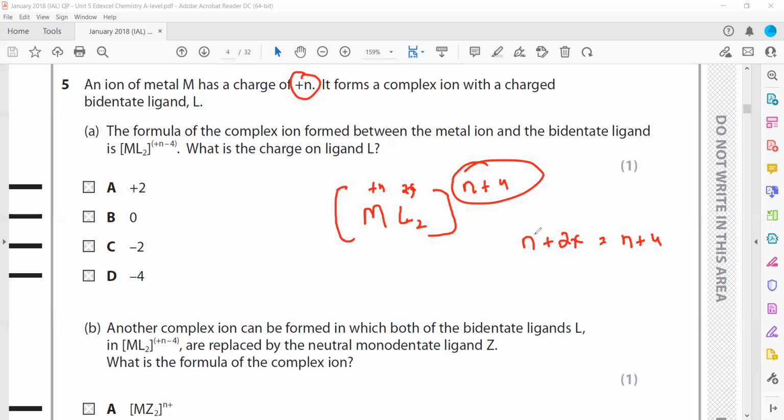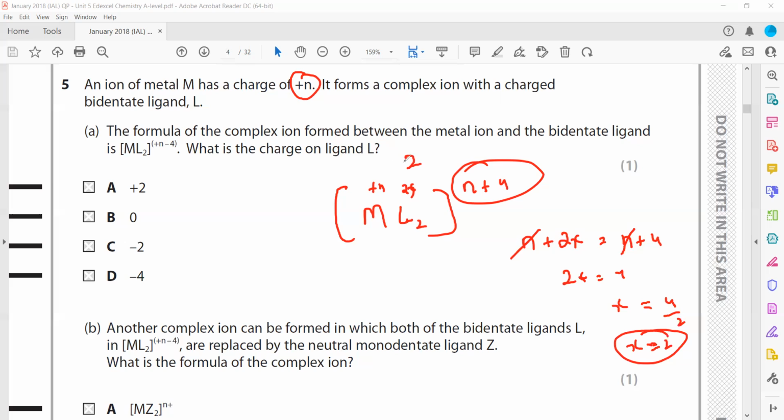I want to solve for X. So N will cancel with N. So 2X is equal to 4. So 2X is equal to +4, or X is equal to 4 divided by 2, and X is equal to 2. So the value of X here should be 2.